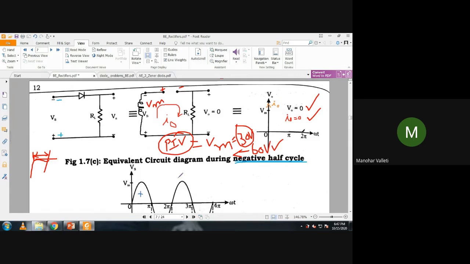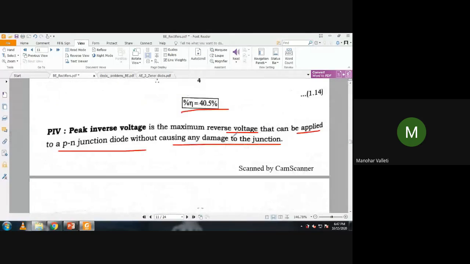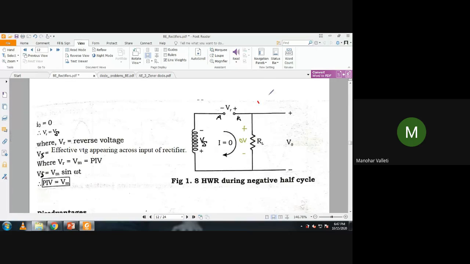Any doubts still here? Okay, how is it Vm as shown here? You will apply KVL, second sign, and if you work it out, you will get the voltage across here is equal to the voltage across here.